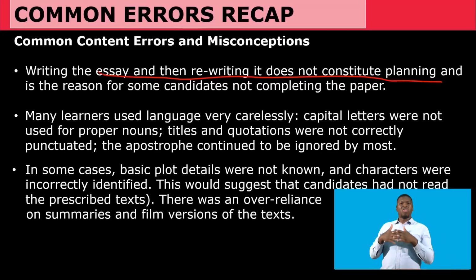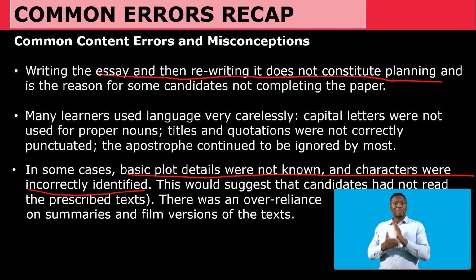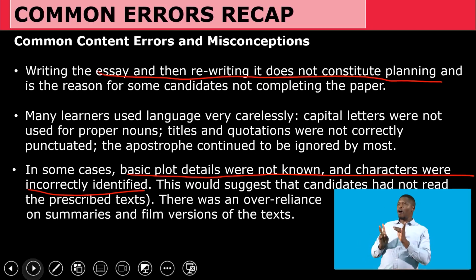Many learners used language very carelessly, so making unnecessary mistakes, like not capitalizing the beginning of sentences or words, not using inverted commas, or quoting correctly, and then obviously not using the dreaded apostrophe correctly. In some cases, basic plot details were not known and characters were incorrectly identified. And learners would often only summarize the summaries that they were taught or that they went to research, and the film versions of the texts.